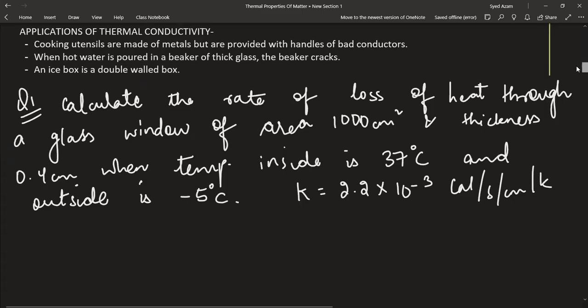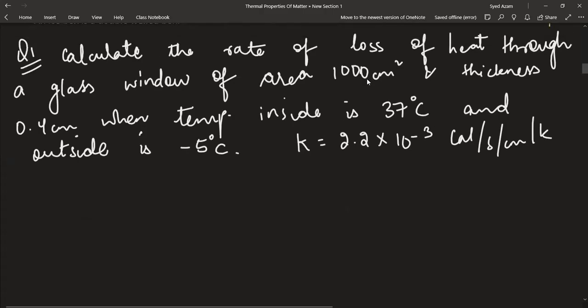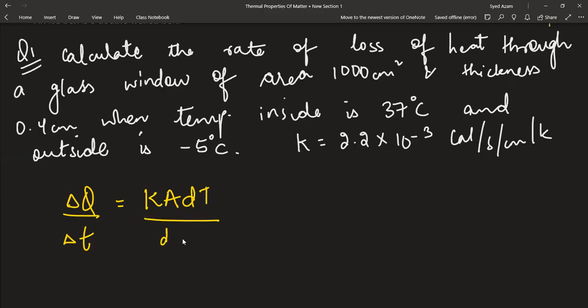And coming to this question, it says calculate the rate of heat through a glass window. So area is there, thickness is given, temperature is there, change in temperature can be calculated. So rate of heat loss is there, Aleena, so you need not multiply time there. Delta Q over delta T. Rate of heat loss means how much heat is getting lost in some period of time. That is K A dT over dx.